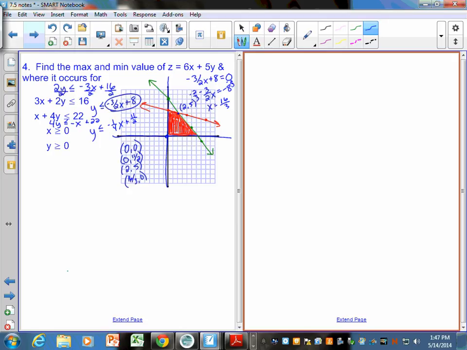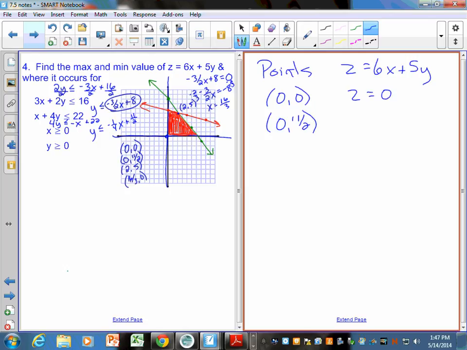When we did this in Algebra 2, I would always say these are the points that you're checking, and then you write your equation here. You don't have to make this table, but basically you just check all the points. If you plug (0, 0) in here, what do you get? You get z equals 0. If you plug in (0, 11/2), you get 0 plus 5 times 11 halves, which is 55 halves, or whatever that is, a decimal. If you plug in (2, 5), you get 6 times 2, which is 12, plus 5 times 5, which is 25, which is 37.